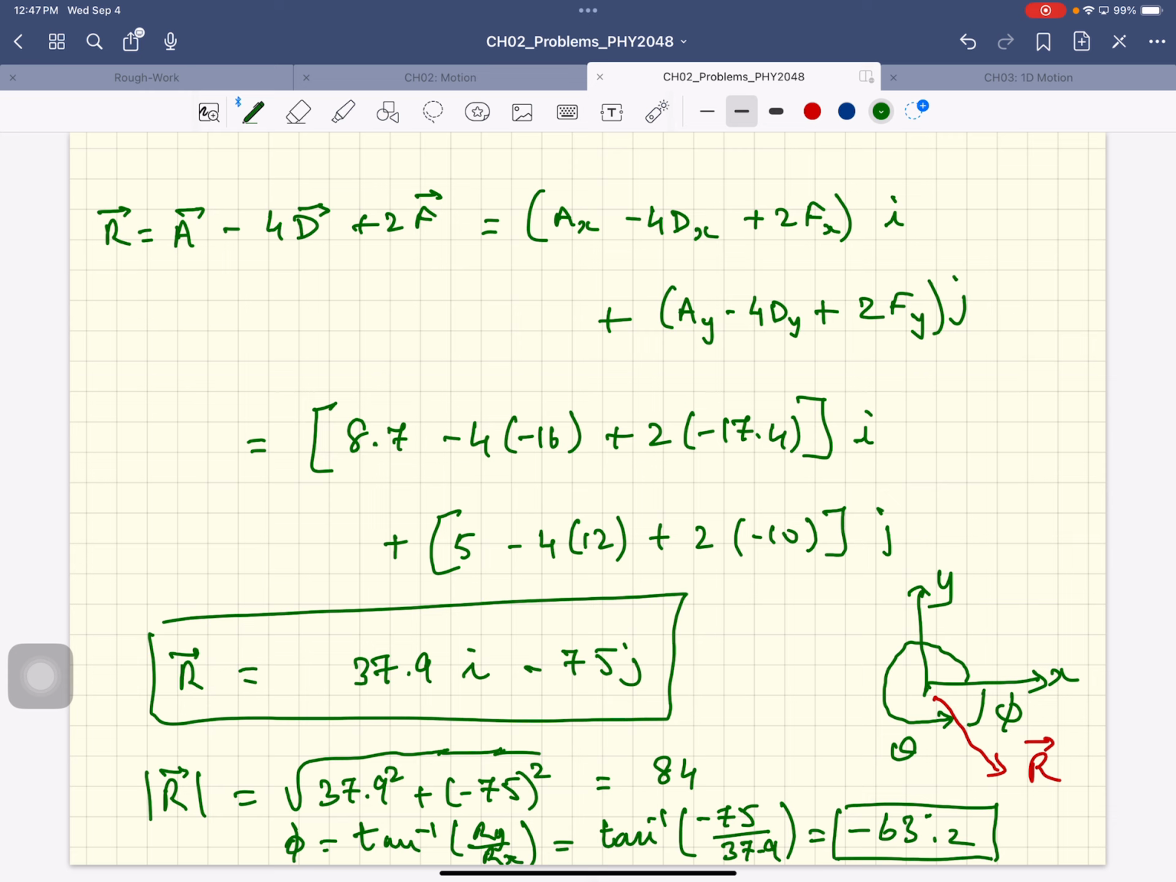I might be wrong, but I think the arithmetic is slightly off. 5 minus 48 minus 20 is negative 63, not negative 75, right? No, you multiply these two first, which is negative 48. Okay, yeah. So what is that? 48, 68, 63. All right, so fix everything.